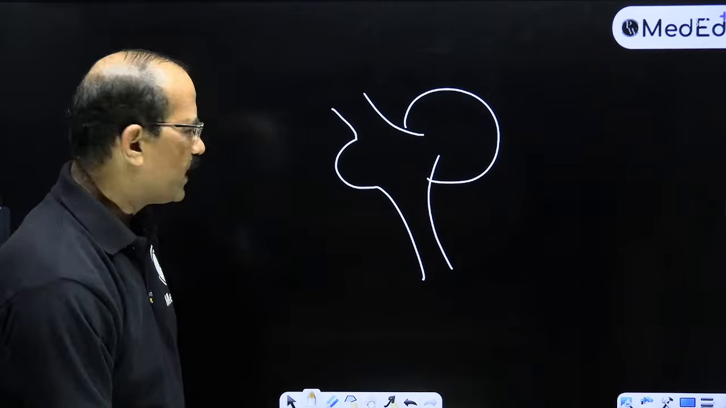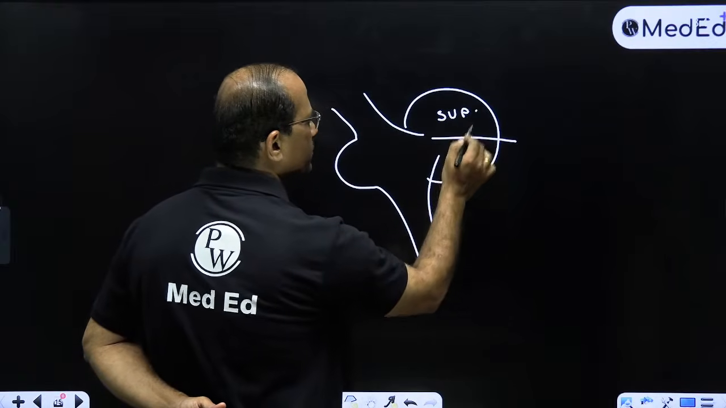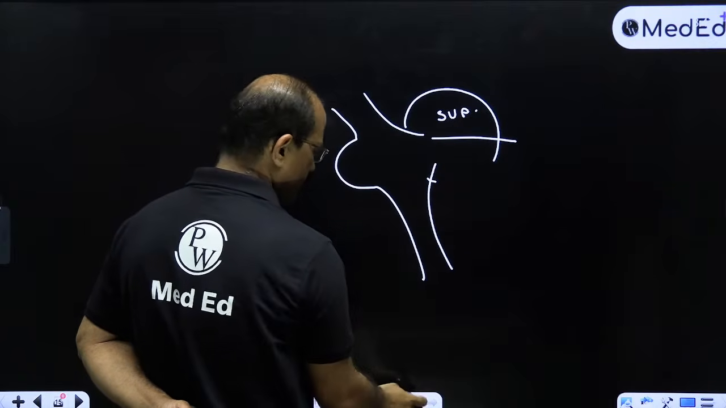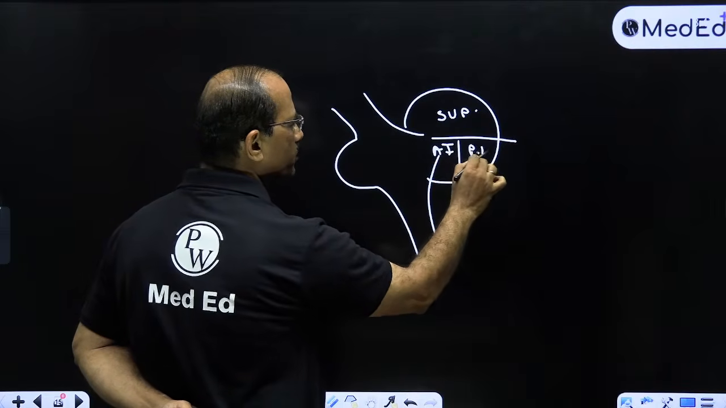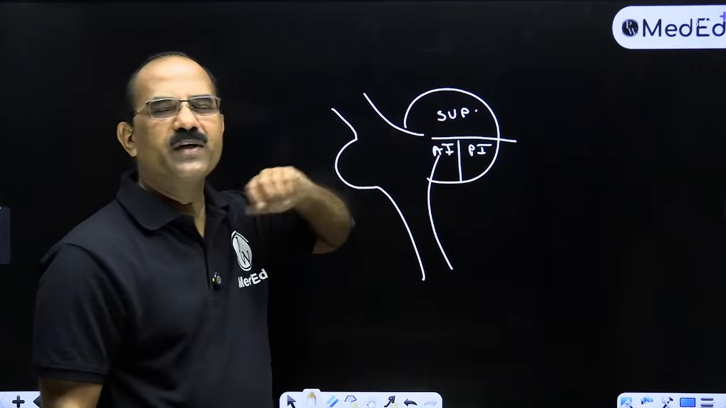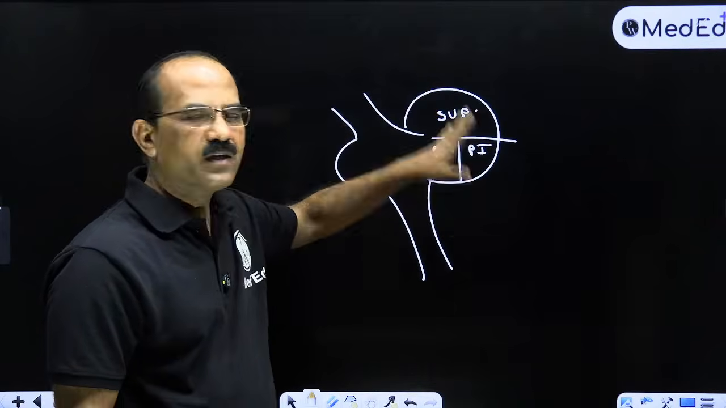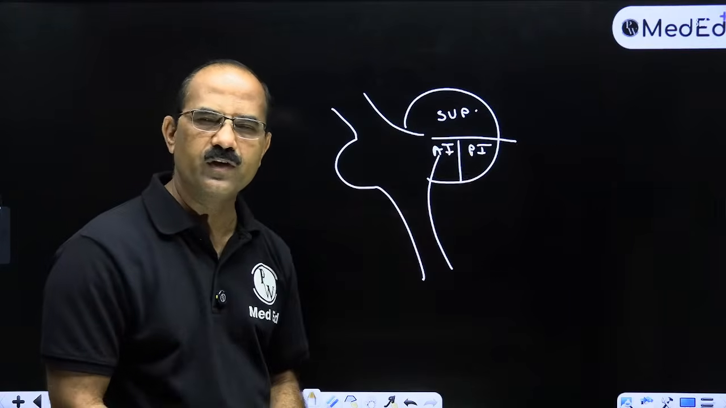I'll just tell you the branches. Divide this cerebellum into 2 halves. यह है superior surface of cerebellum, यह है inferior surface. Inferior surface को 2 half में divide करो. Anterior inferior, posterior inferior. Fine.